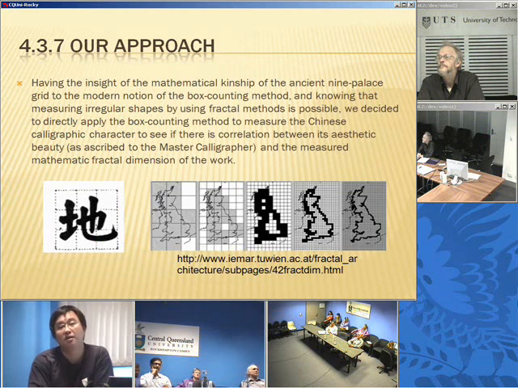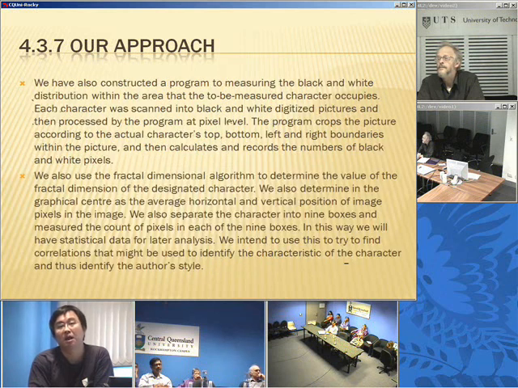The idea of having a character's irregular form against a grid system is not so strange to chaos theory, as when we calculate an irregular form such as the coastline of Britain, we put it into a grid system. But the difference is that we use successive different resolution box grid systems to calculate the outlines, and eventually use the algorithm to come up with its fractal dimensional value. So this is what we're actually doing. We try to use successive boxes based on the nine-palace grid to calculate the fractal dimension of each character.